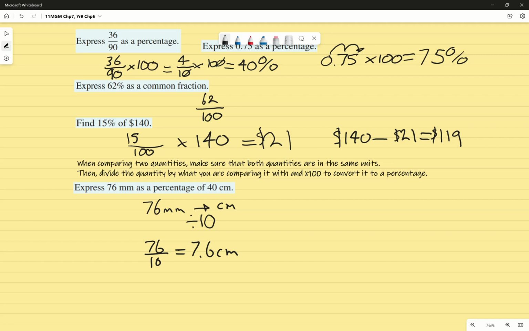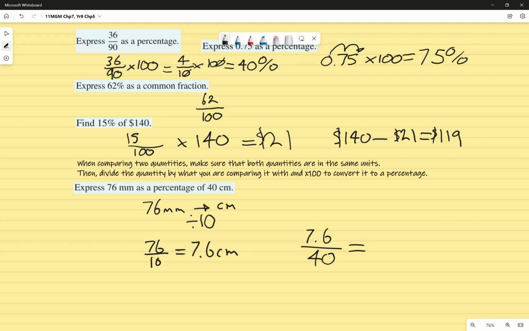So we can say that 7.6 on 40 centimeters is going to give us something, but is it going to be our percentage? It's going to give us something less than 1, right? Off the top of my head, I'm not sure what that is, but 7.6 divided by that is going to be less than 1, and we have a decimal. Do we have a percentage there? No. So how do we convert from a decimal to a percentage?